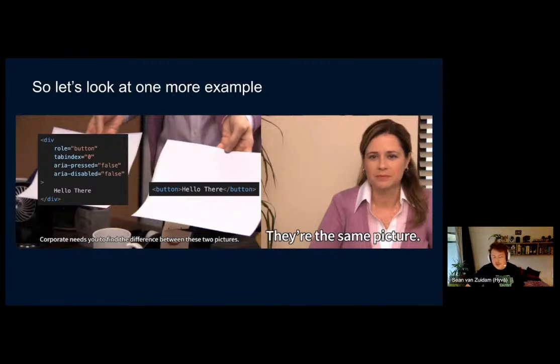If you want to create a button with a div, you actually have to add a lot of accessibility roles. You need to add the tabindex. You need to tell that the button is being pressed, if it's disabled, and a lot more examples.